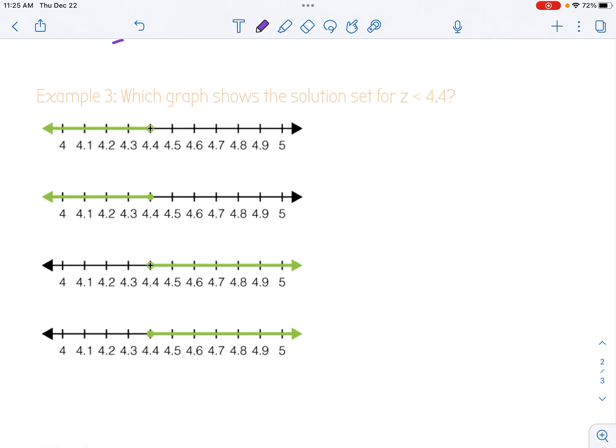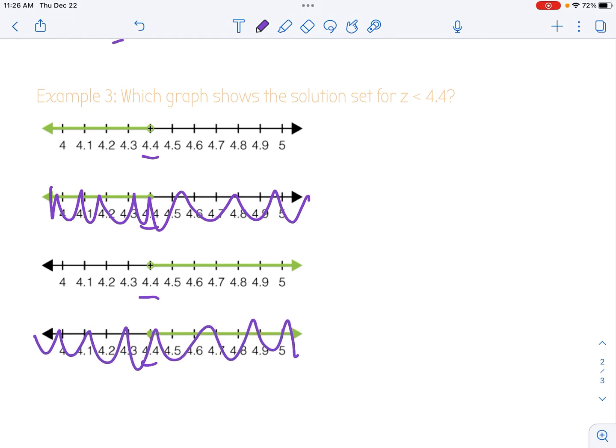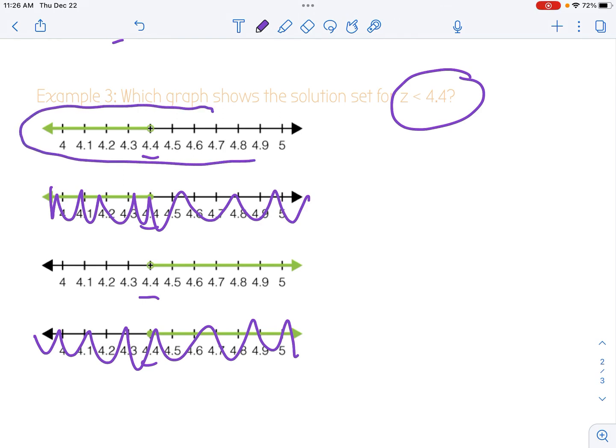Example 3. Which graph shows the solution for z is less than 4.4? I'm going to check. All the circles are on 4.4, so these could all be options, but I don't have the "or equal to," so I'm going to cross off the one that has 4.4 as a solution, because my inequality shows that 4.4 is not a solution. It says z is less than 4.4, so I'm looking for numbers that are less than 4.4, which means my top option is the only solution. You also could just close off your arrow with your inequality sign to show which direction the arrow should be pointing.